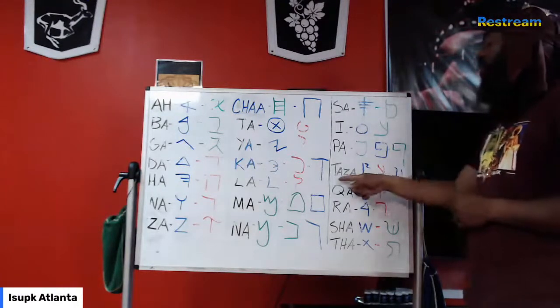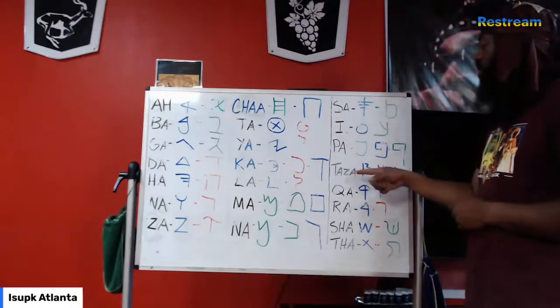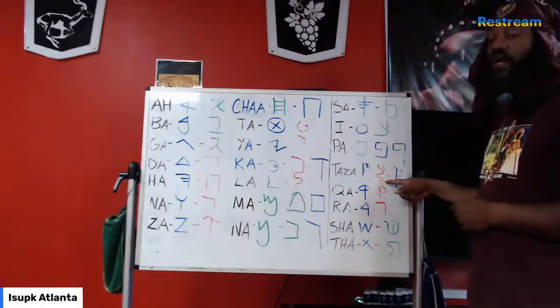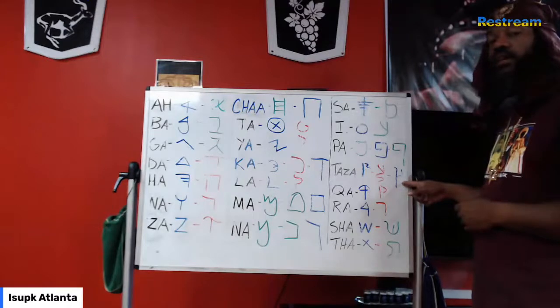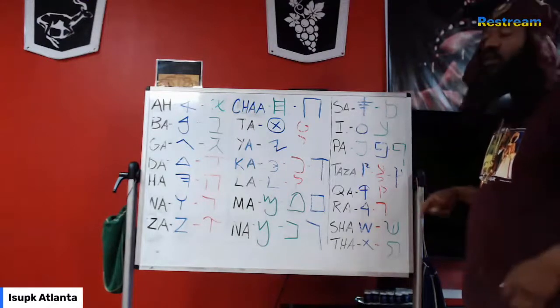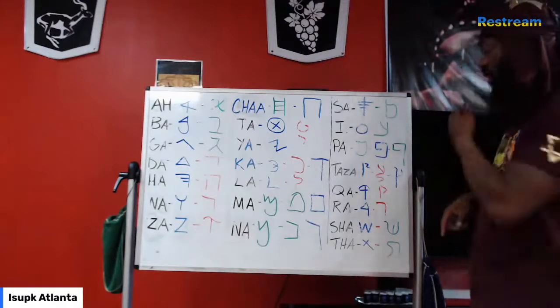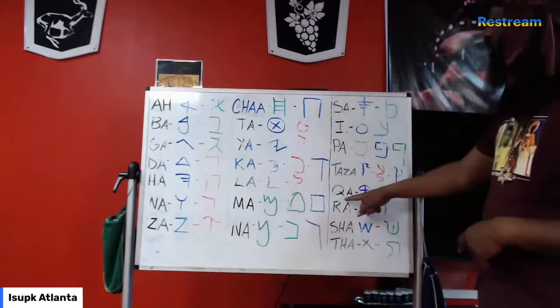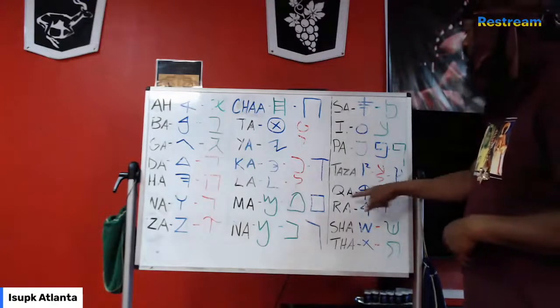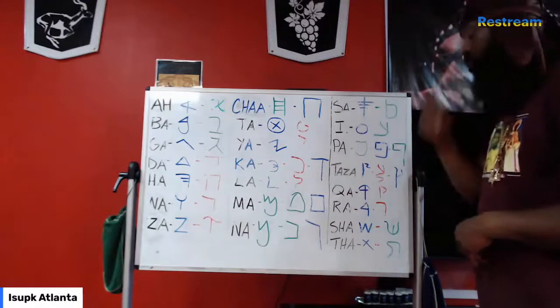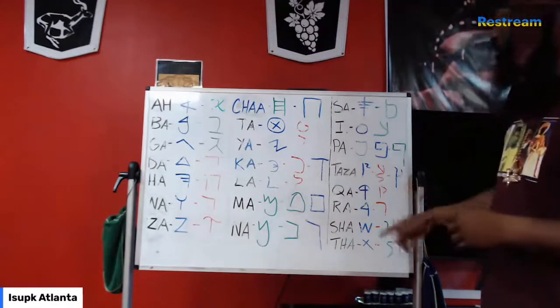The next we have Tazah. Crooked letter Y. End of the text, turn around, fly straight with the extended clip. All right. Excellent. Then we have Qua. Kind of looking like a P with more space.